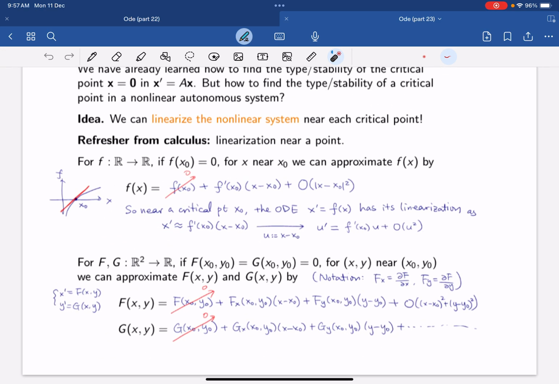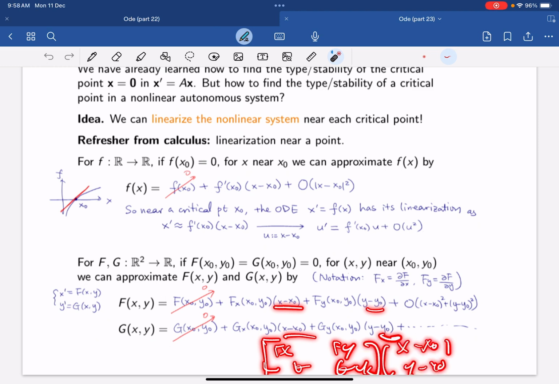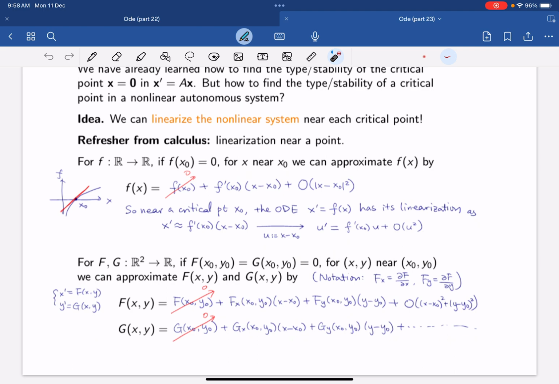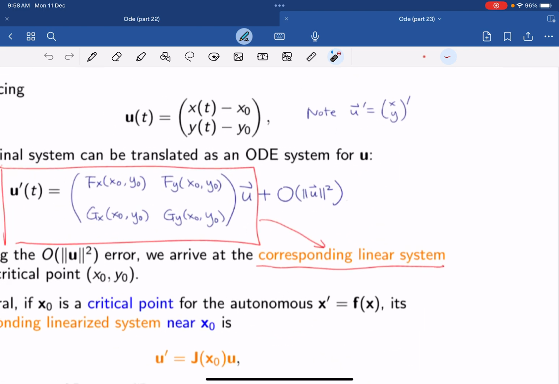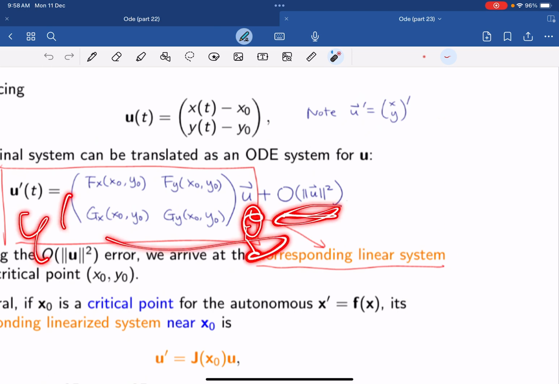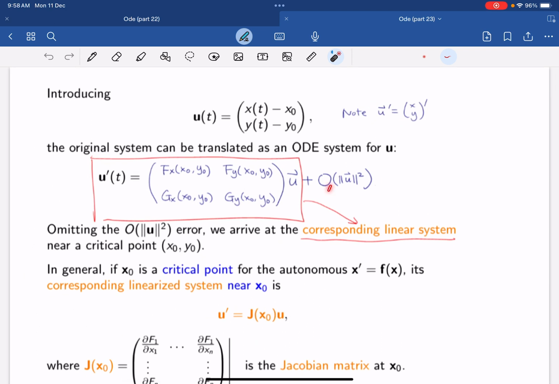Okay, so you just look at this. You see this, and this. This is just fx, fy, gx, gy times (x minus x naught, y minus y naught). So we just let this be u. Then this u, when you differentiate, is the same as x differentiated. So u prime will equal this times u plus some error term. And then this error term is super small, so we delete it, and we actually get this, and we call this the corresponding linear system near the critical point.